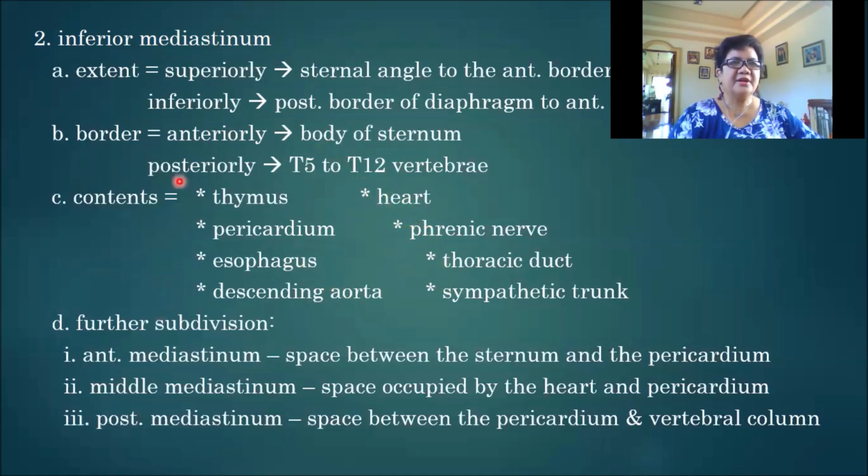As I have said earlier, the inferior mediastinum is bigger, so there is a further subdivision, which is your anterior mediastinum, the space between the sternum and the pericardium. Then you have the middle mediastinum, which is occupied by the heart and the pericardium.